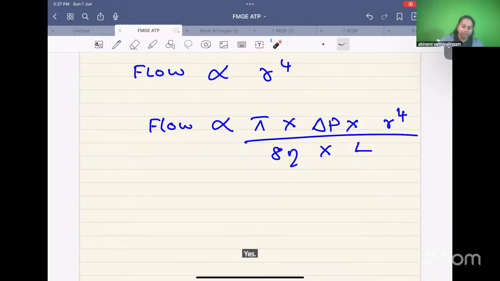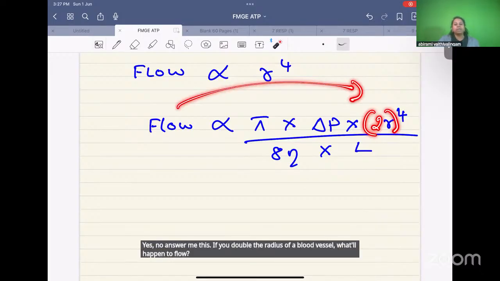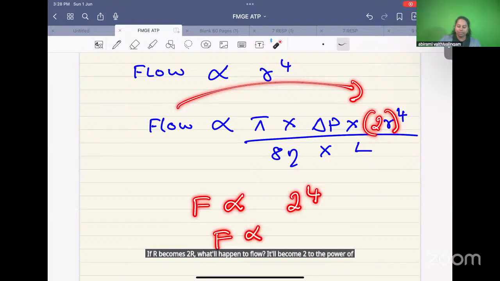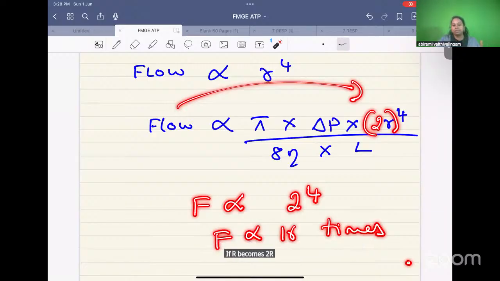Now answer me this. If you double the radius of a blood vessel, what will happen to flow? If r becomes 2r, what will happen to flow? It will become 2 to the power of 4, so that is 16 times. So flow increases by 16 times. That was a repeat question. If r becomes 2r, then flow becomes 16 times.